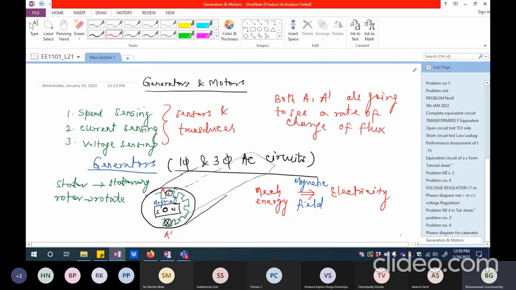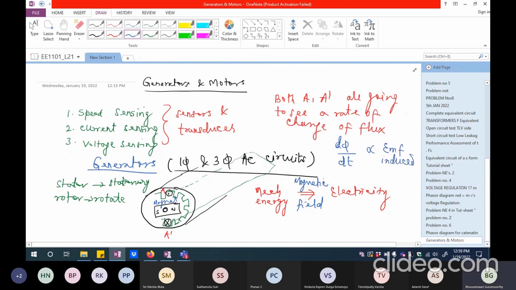If both of them are seeing a rate of change of flux, then Faraday's law is going to come into play here. So we are going to have d phi divided by dt. The rate of change of flux is happening here. So d phi by dt is going to be proportional to the EMF induced.